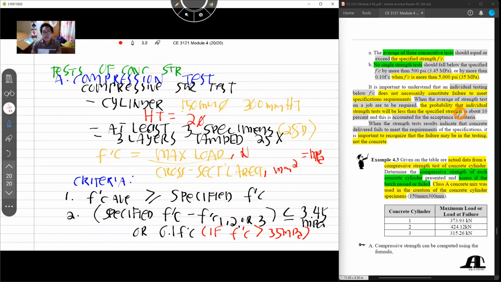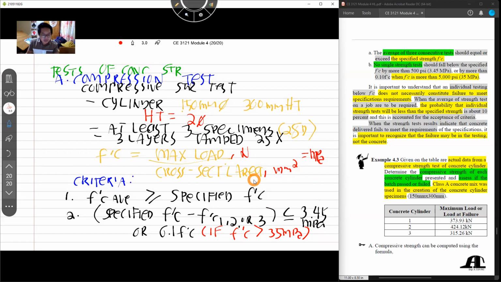Yan. Yes. Kasi dito class, no single strength test should fall below the specified FC by more than. So dapat kasi yung difference nung specified FC tsaka yung kung ano man yung result mo, so either 1, 2, or 3, should not be more than. So dapat less than 3.45 MPa. Okay? Tapusin na natin class.